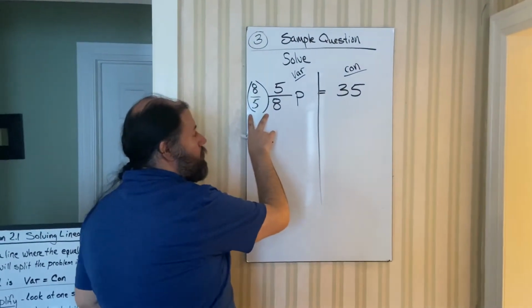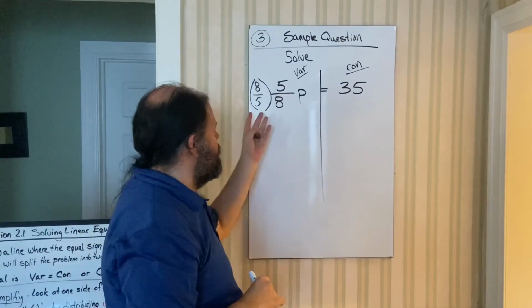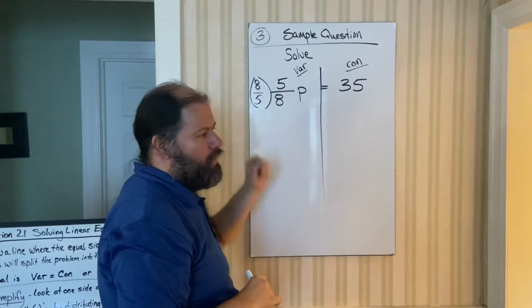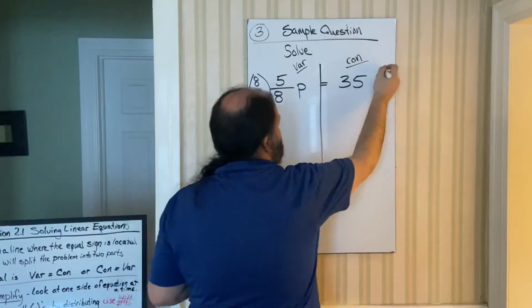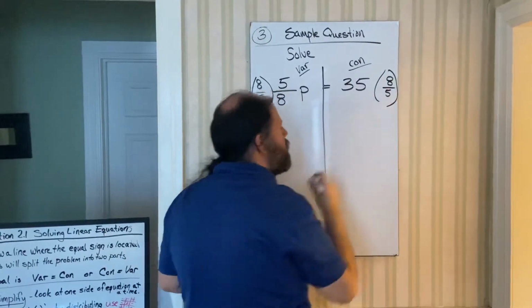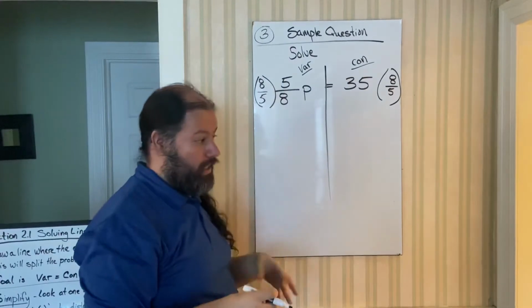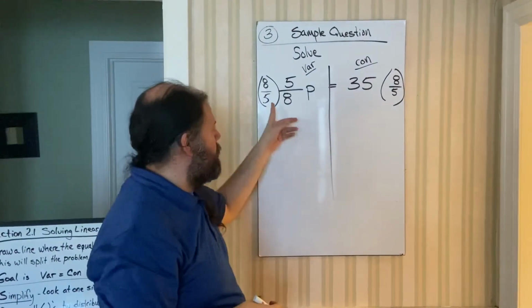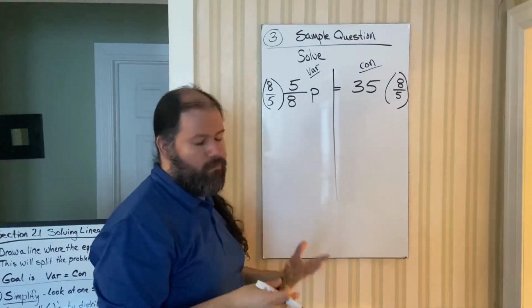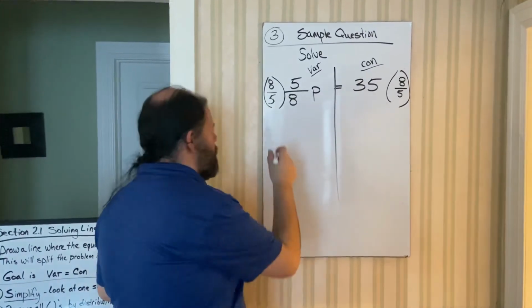And then remember, the moving step and the divorcing step are both balancing steps. What does that mean? If I do 8/5 on this side, I have to multiply this side by 8/5. On this side, you multiply top with top, so 8 times 5 is 40. Bottom with bottom, 5 times 8 is 40. And 40 divided by 40 is 1p.